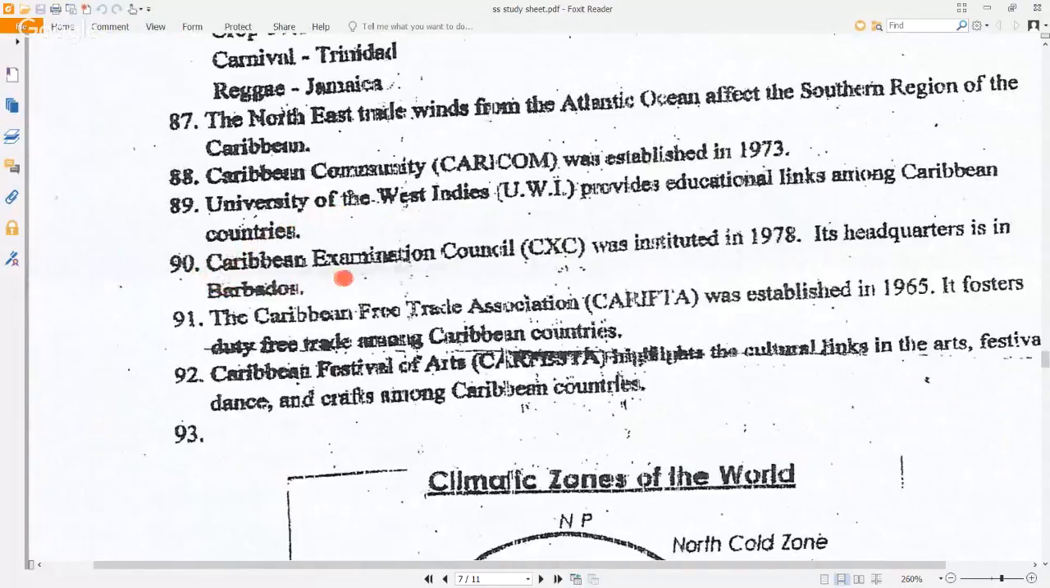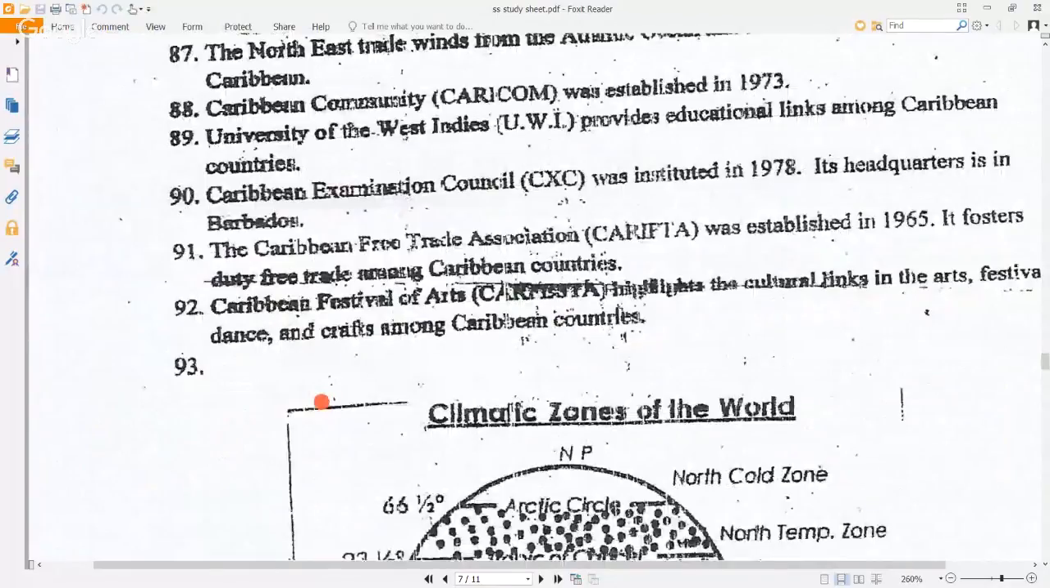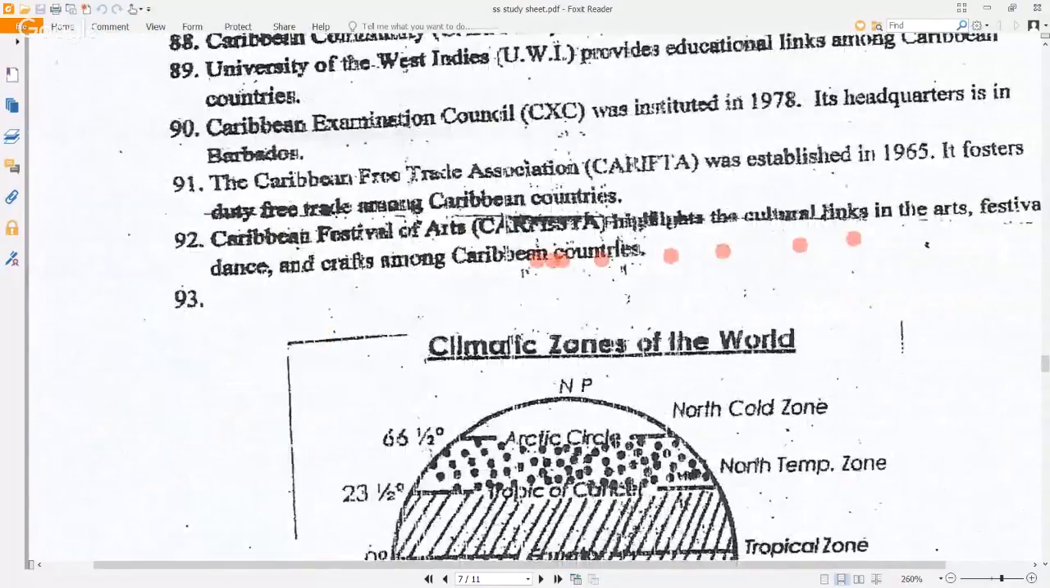The Caribbean Examinations Council was instituted in 1978. Its headquarters is in Barbados. 91. The Caribbean Free Trade Association, or CARIFTA, was established in 1965. It fosters trade among Caribbean countries. The Caribbean Festival of Arts, CARIFESTA, highlights the cultural links in arts, festival, dance, and crafts among Caribbean countries.